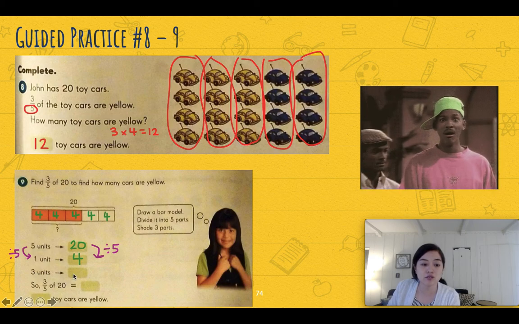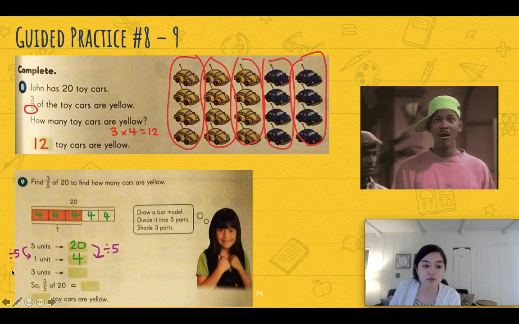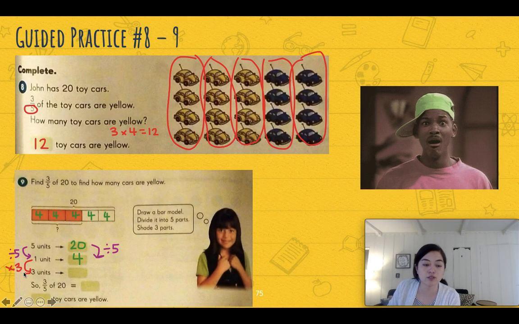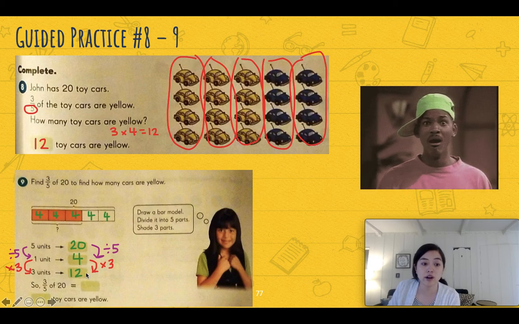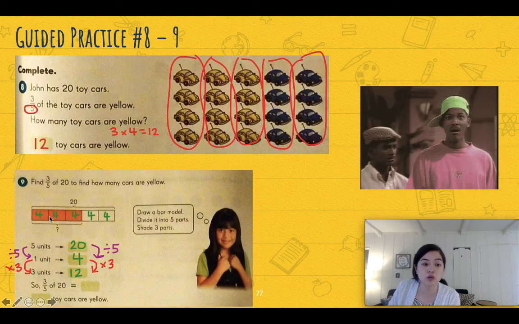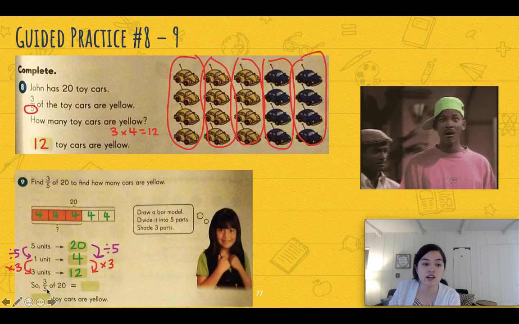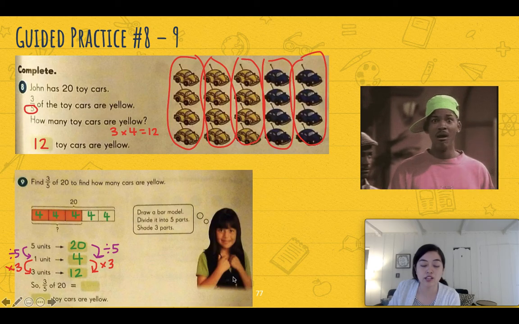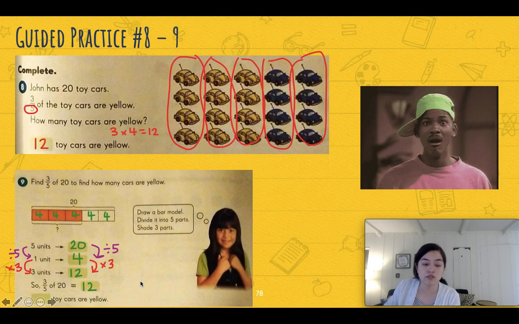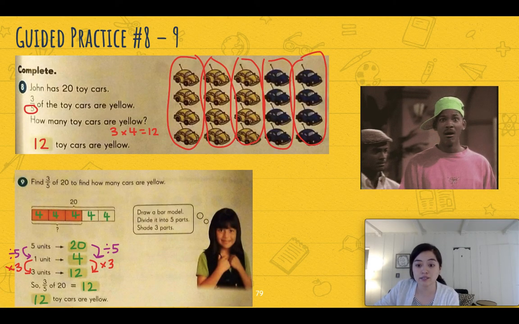How many is 3 units? Okay, well, to get from 1 to 3, I have to do 1 times 3, which is equal to 3. And whatever I do on this side, I have to do it on the other side. So 4 times 3 is 12. So here I see that it's true because there's 3 groups of 4 here, right? So I have to do 1, 2, 3 times 4, or 4 times 3, which is 12. Okay? So 3/5 of 20 is what number? It's 12. So there are 12 toy cars that are yellow.